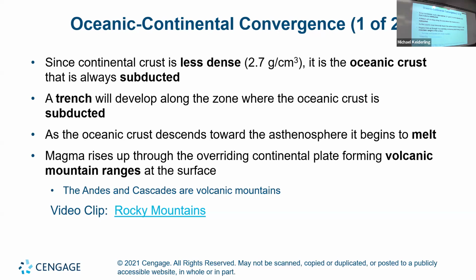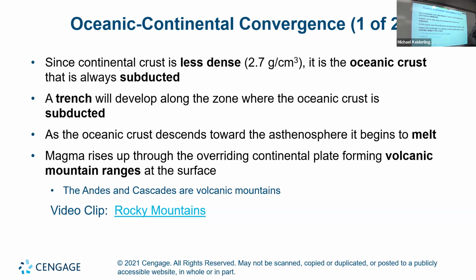So what you'll get is continental crust on top, oceanic crust thrust underneath. A trench will develop along the zone where the oceanic crust is subducted. And as the oceanic crust descends towards the asthenosphere, it begins to melt. And magma will rise up and through the overriding continental plate, forming a volcanic mountain range.